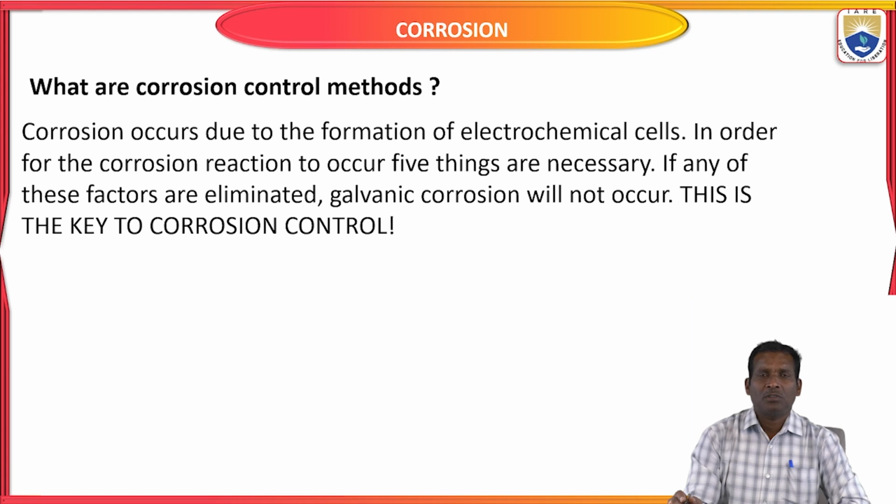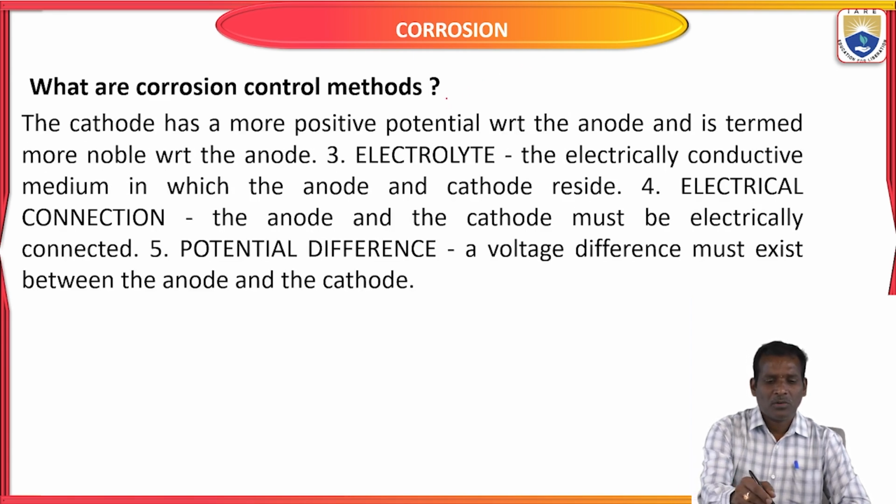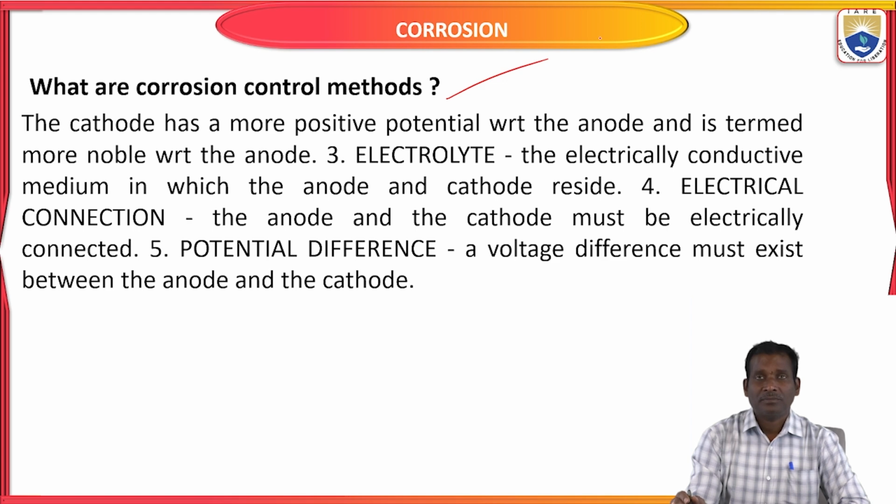So what are the corrosion control methods? The corrosion occurs due to the formation of electrochemical cells. In order for the corrosion reaction to occur, 5 things are necessary. If any of these factors are eliminated, galvanic corrosion will not occur. So this is the key to corrosion control. What are the corrosion control methods in this? The methods are clearly explained here.